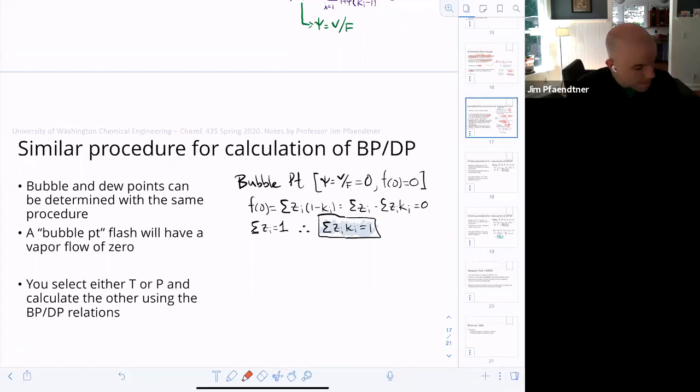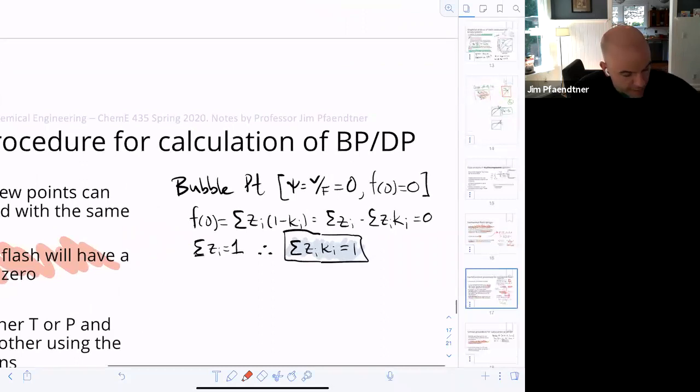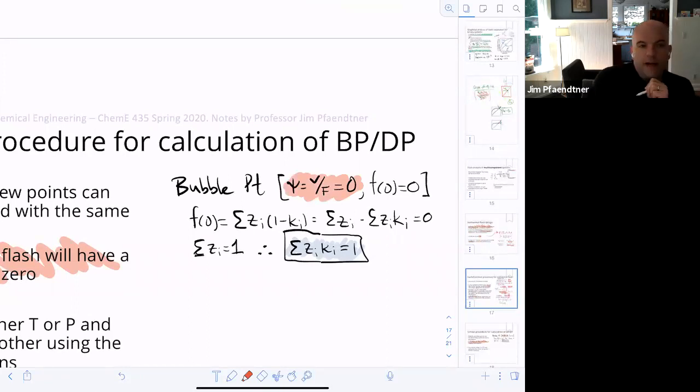The observation here is that a flash drum operating right at the bubble point will have a vapor flow of zero. So we've specified V. Following through the analysis we did on the last slide, it sets psi, V over F, equal to zero, which means our function F of psi, F of zero, is going to be equal to zero. We can simplify F of zero very quickly by following through that equation on the last slide, and what you wind up with when you simplify is this relationship right here.